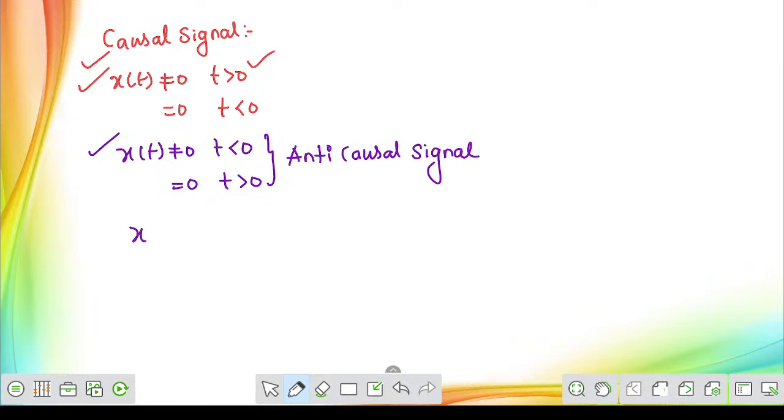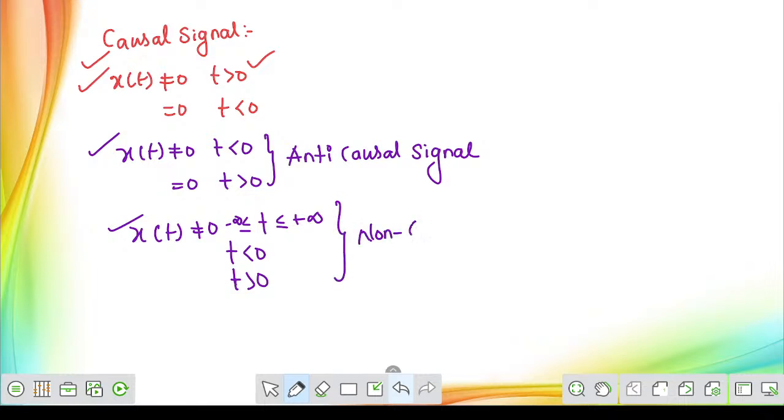Then which one is called a non-causal signal? Non-causal is the one which is having the value of x of t not equal to 0 everywhere. The value of x of t is not equal to 0 for the period of minus infinity to plus infinity. It means for t greater than 0 and for t less than 0, in both periods, this signal will be existing. Then that signal is called a non-causal signal.